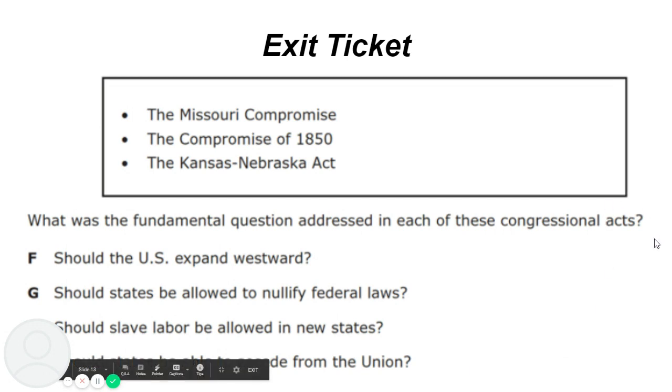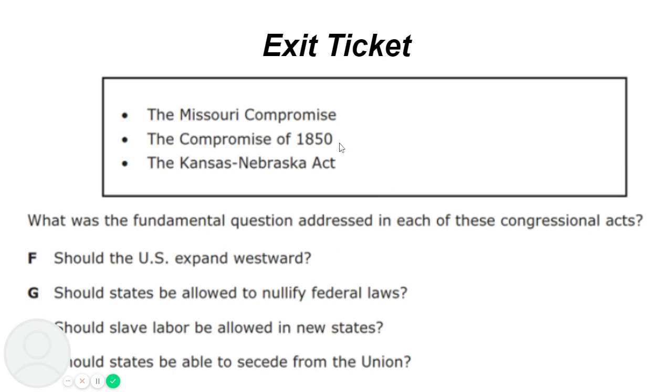So one of the things in this question is that it is trying to trick you because the Missouri Compromise, the Compromise of 1850, both of these came up after the U.S. expanded westward. After the Louisiana Purchase, the U.S. expanded westward. After the U.S.-Mexican War and the Mexican Cession, the U.S. expanded westward. So westward expansion is a part of these two issues.